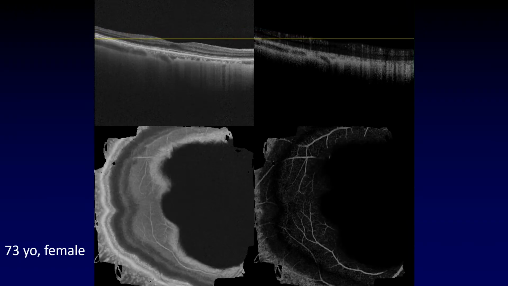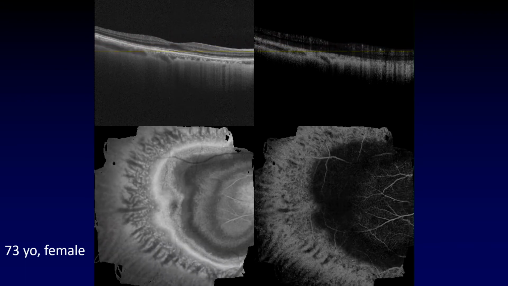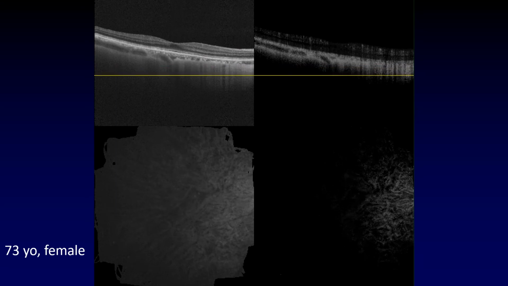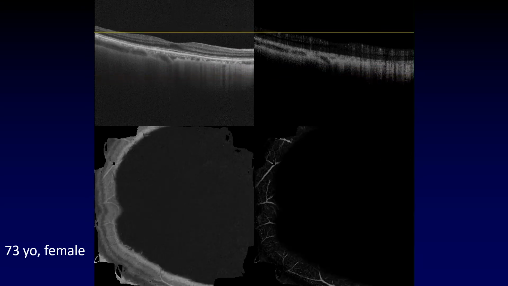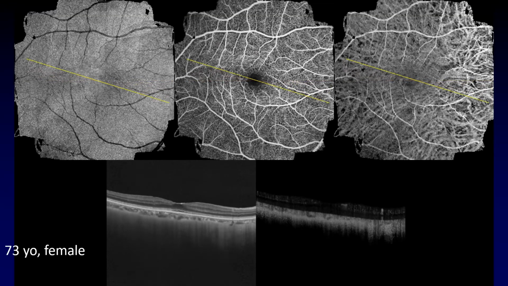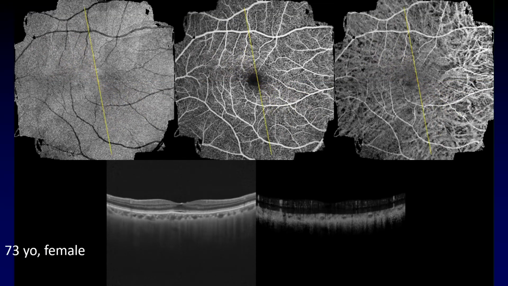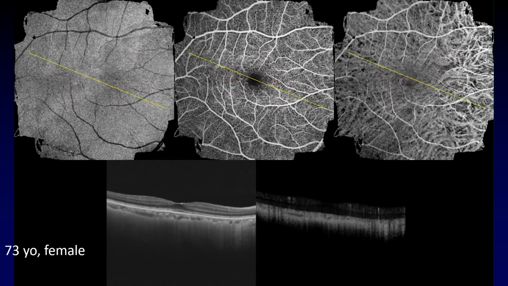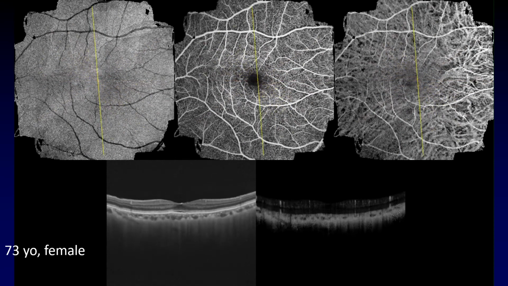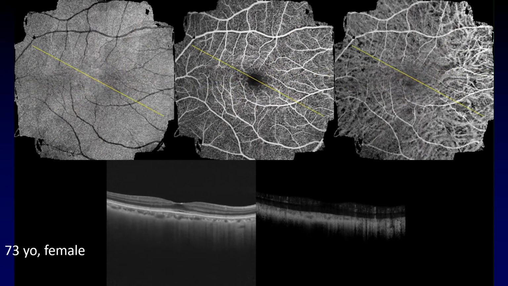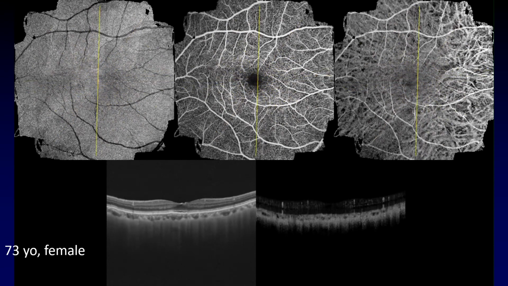Owing to the three-dimensional motion correction, the en face depth slice doesn't show any motion artifacts. Three-dimensional motion correction also enables motion-free cross-sections along any directions. As shown in this movie, the cross-sections are perfectly motion-free. Now we obtain wide-field motion-free OCT.